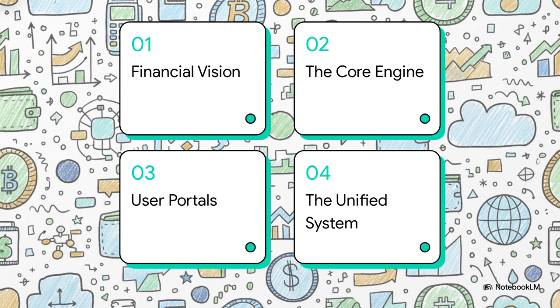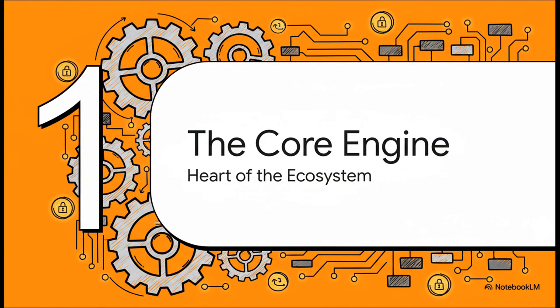Okay, so here's how we're going to break this all down. First, we're going to pop the hood and look at the core engine. Then we'll explore all the different portals that people use to actually access that engine. And finally, we'll zoom out and see how the whole thing fits together as one complete system. So let's kick things off with Section 1, inside the core engine.